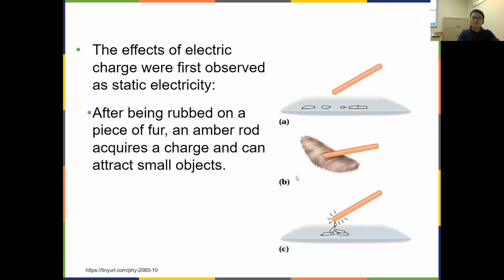So we know you can make charged particles by rubbing one material against another, right? For example, a piece of fur and an amber rod, you rub them against each other, and you'll be able to pick up small particles, right? Before that, it's not doing that, but after you rub the rod against the fur, then it will do that because then there's charge on the rod.